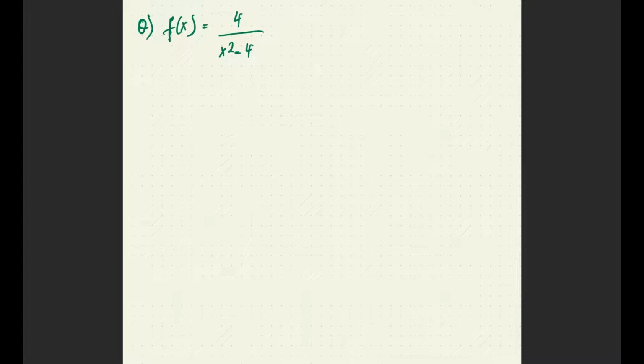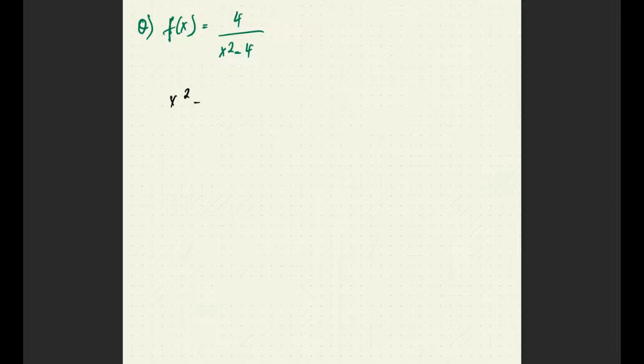Okay, so let's look at this third example over here. We're given the function 4 divided by x squared minus 4, and we need to find the vertical asymptotes if they exist. So in this case, can we really simplify the function any further? Not really, right? Because although the denominator is a difference of two squares, you can factor it, but that's not really going to simplify the function. So we can just go and set the denominator equal to 0.